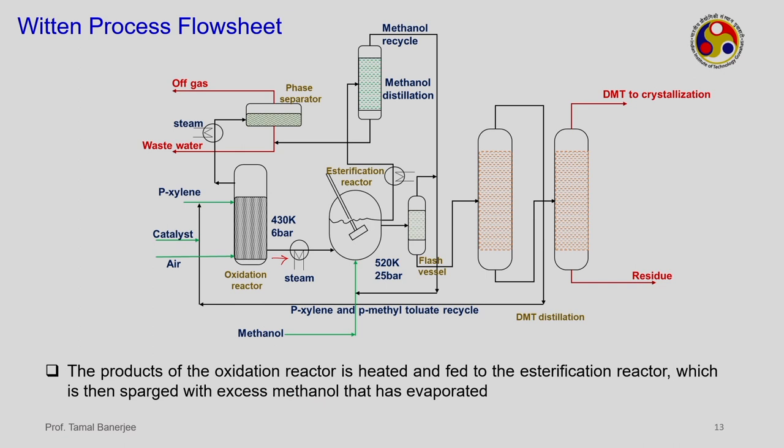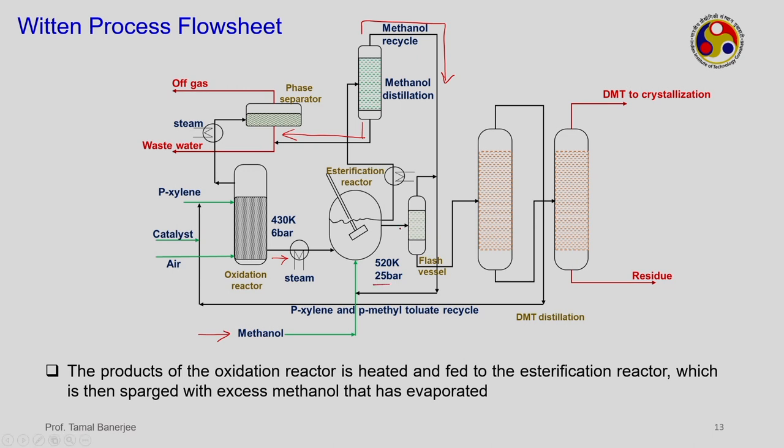So you require methanol in the second step, fine. You require methanol for the esterification, so you are providing methanol here. But instead of only fresh methanol, what you do in this process is, initially you have methanol which is coming out from the esterification reactor. You separate the water and methanol in this distillation column. So water comes out here, and the methanol is recycled, it comes down here and is sent and mixed with fresh methanol. So the conditions for the esterification reactor are 520 Kelvin and 25 bar, fine.